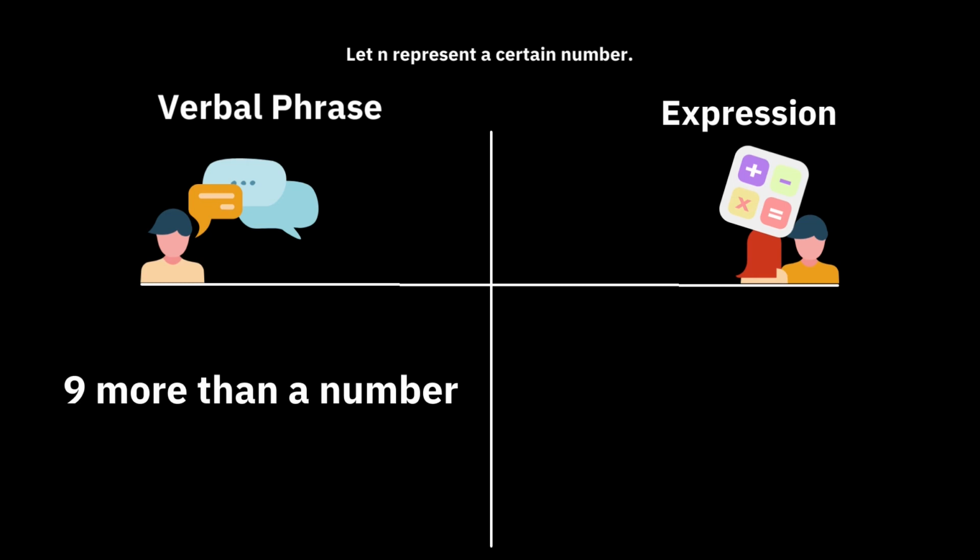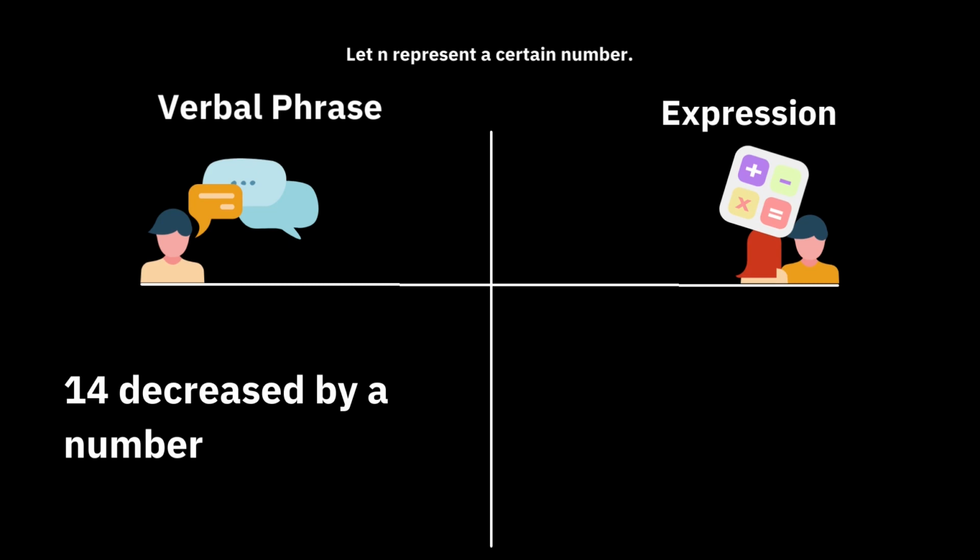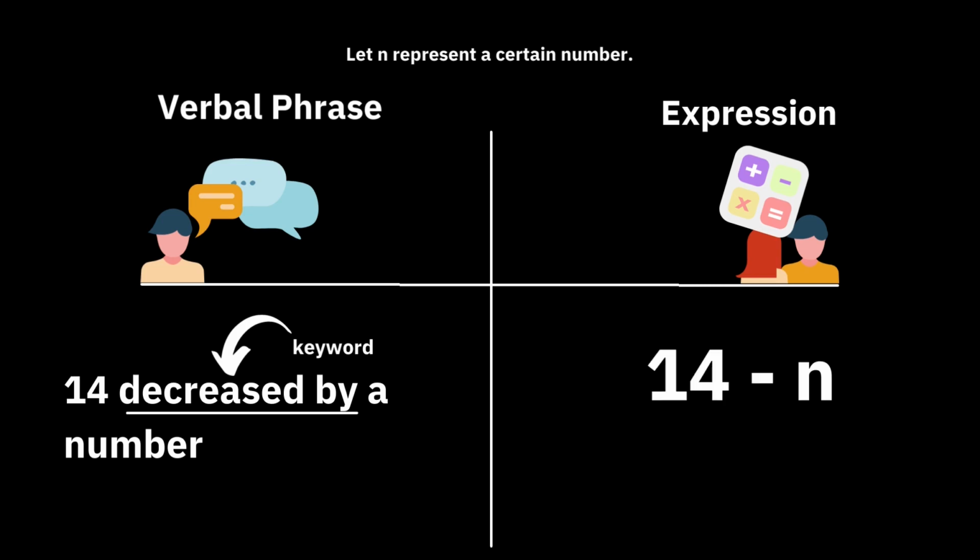Example number 1 is 9 more than a number. Have you noticed the keyword? Yes, the keyword is more than. So we use the operation sum, then the expression would be n plus 9. For our second example, 14 decreased by a number. In this example, the keyword is decreased by, and its equivalent operation is minus, right? So we write 14 minus n.